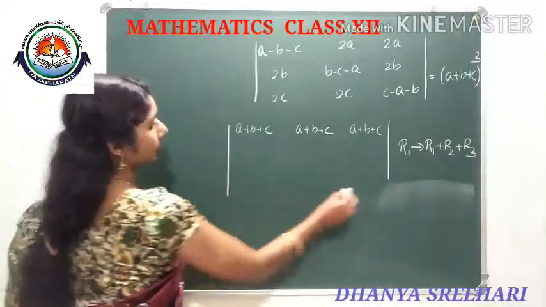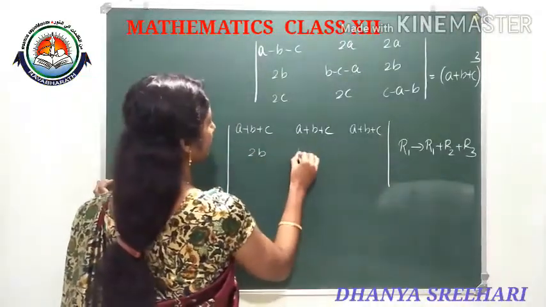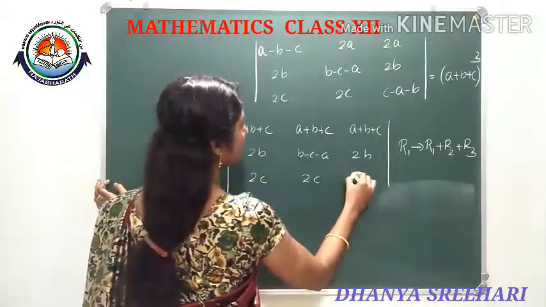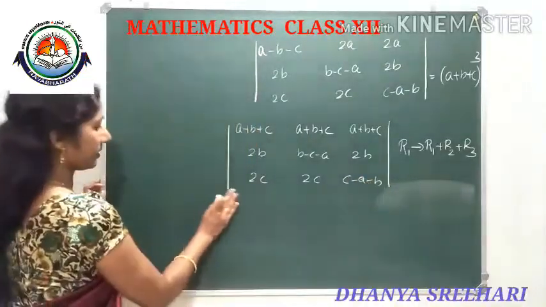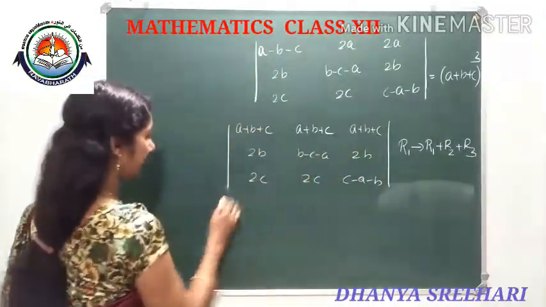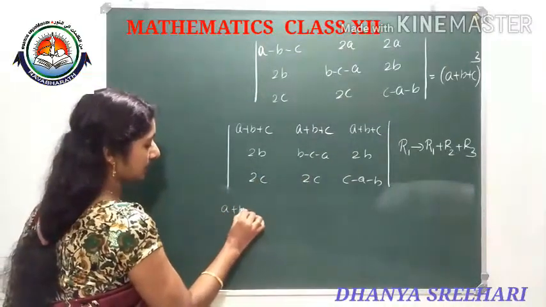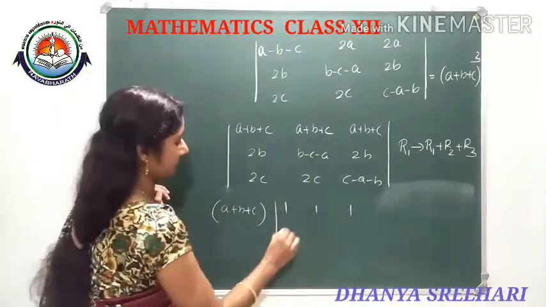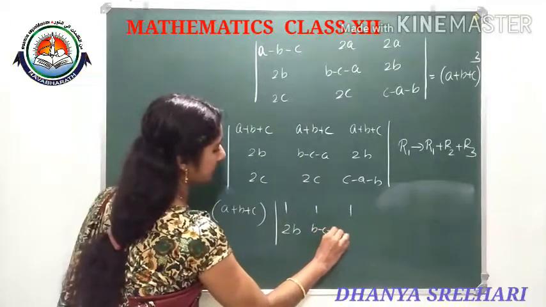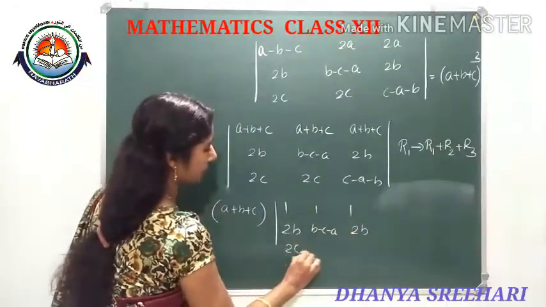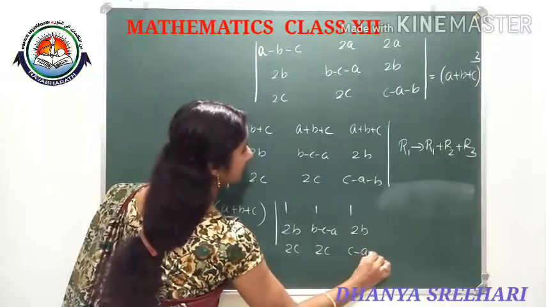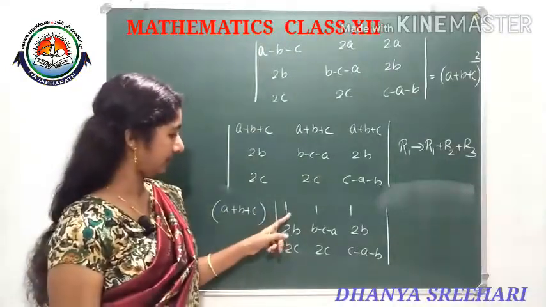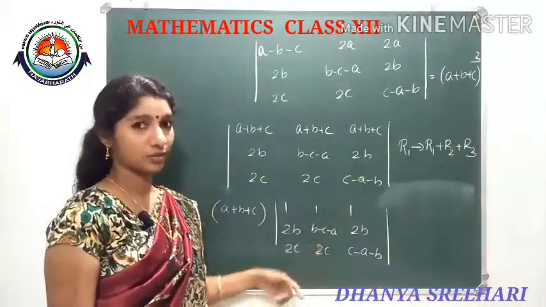Then second row no change: 2b, b minus c minus a, 2b; 2c, 2c, c minus a minus b. Then we can take a plus b plus c as common from the first row. So a plus b plus c we can take it outside. So the first row becomes 1, 1, 1, then 2b, b minus c minus a, 2b, then 2c, 2c, c minus a minus b. Okay. Then we can make these two elements 0 to make the calculation easy.